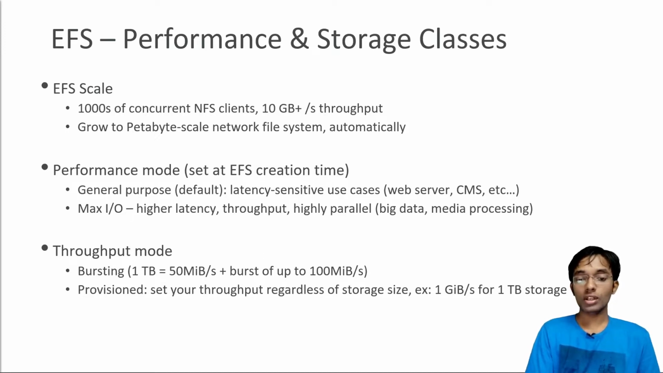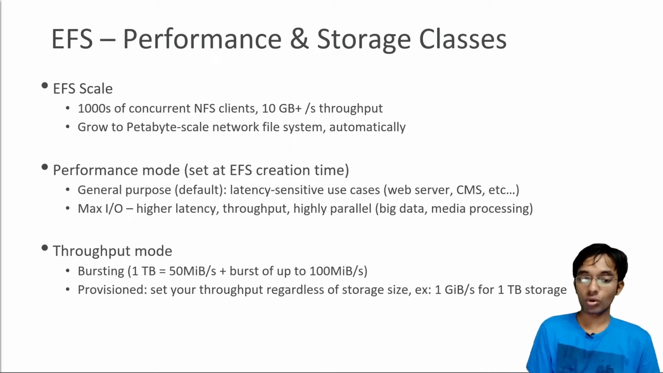Now the performance mode is what you set at EFS creation time, and so you have by default the general purpose mode, which is going to be very good for latency-sensitive use cases such as web servers, CMS, and so on. But you can set the max IO performance mode. It's going to be of a higher latency, but the throughput is also going to be higher, and it's better for highly parallel workloads. So if you think about big data or media processing, then max IO is going to be a good performance mode. Here the trade-off is latency for throughput.